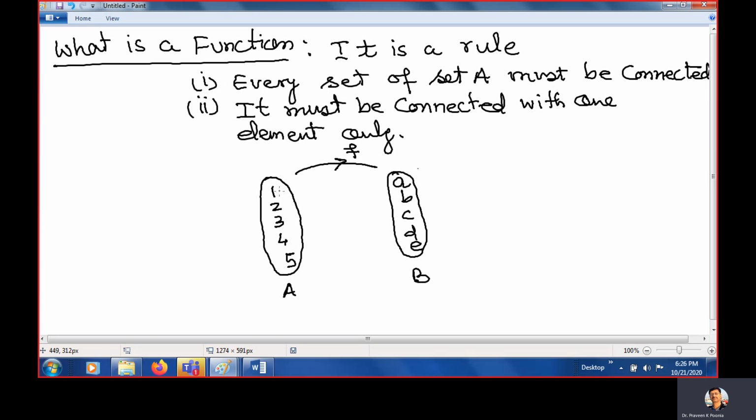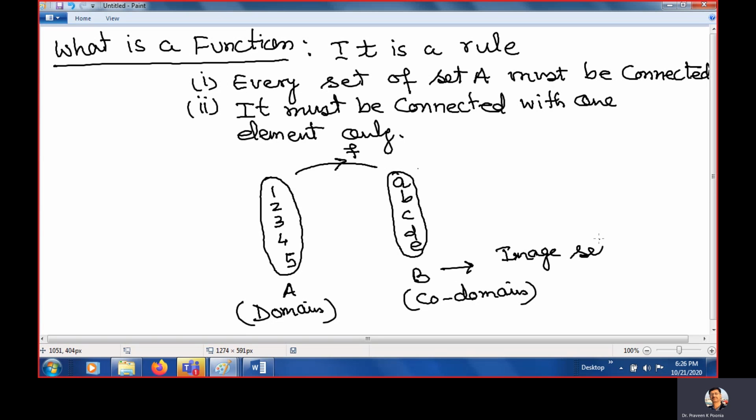So what is it saying? Every element of A, this set is named as domain. Please listen carefully. This set is named as domain and this set B is not named as codomain. Clear? This set B is named as image set, because every element of A will be joined with, not every, but will join with elements of B. So these elements of set A will have an image in set B.